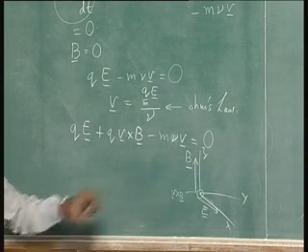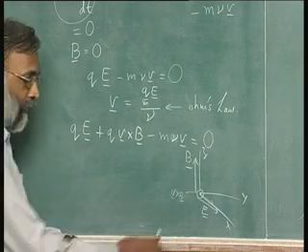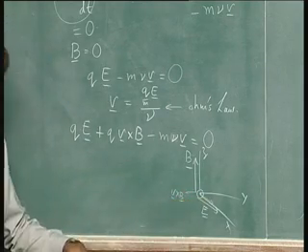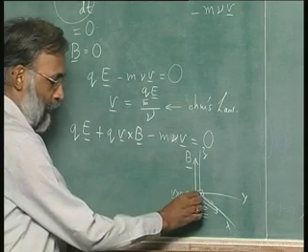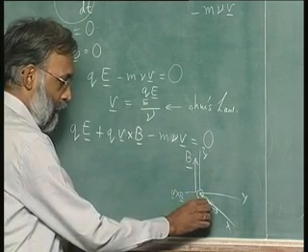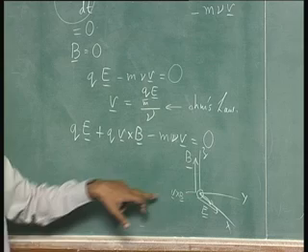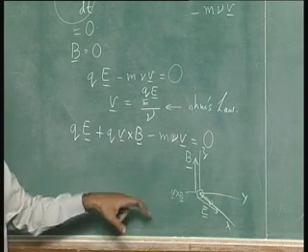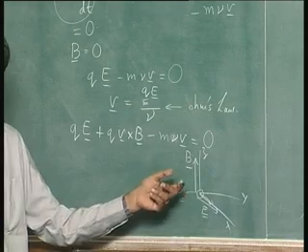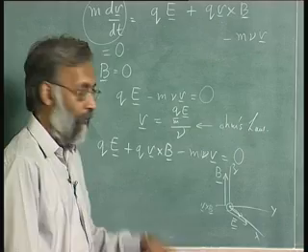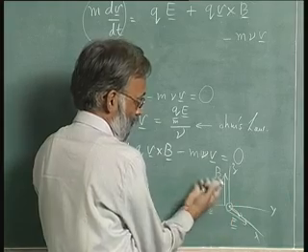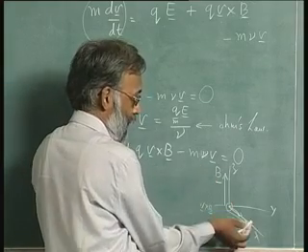Because of the V cross B force, now the particle starts moving in the minus y direction as well. So, it starts bending over. But when it starts moving in the y direction, once it has a Vy, then it has a minus force in the x direction as well, because Vy cross Bz is in the x direction.